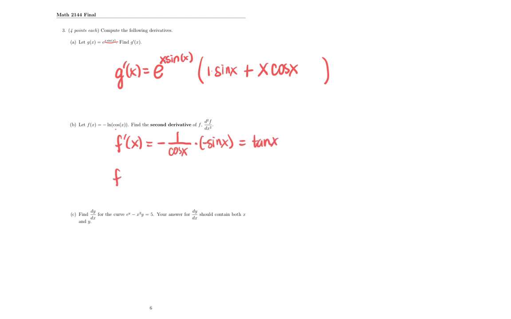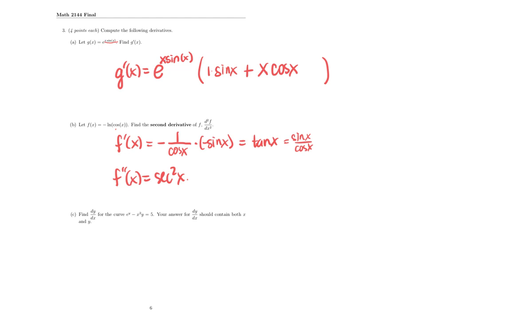And then if I do f double prime, that gives me the derivative of tangent, which is secant squared. And if you don't remember the derivative of tangent, you can always derive it using the quotient rule and sine and cosine, because you know that tangent of x is equal to sine x over cosine x. So as long as you know the derivatives of sine and cosine, you can figure out the derivative of tangent or cotangent or whatever using your other derivative rules. But if you remember that the derivative of tangent is secant squared, you could just go straight to that.